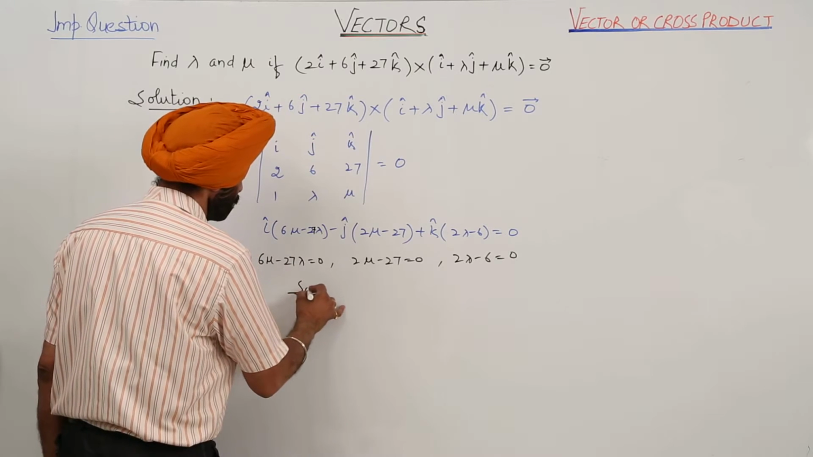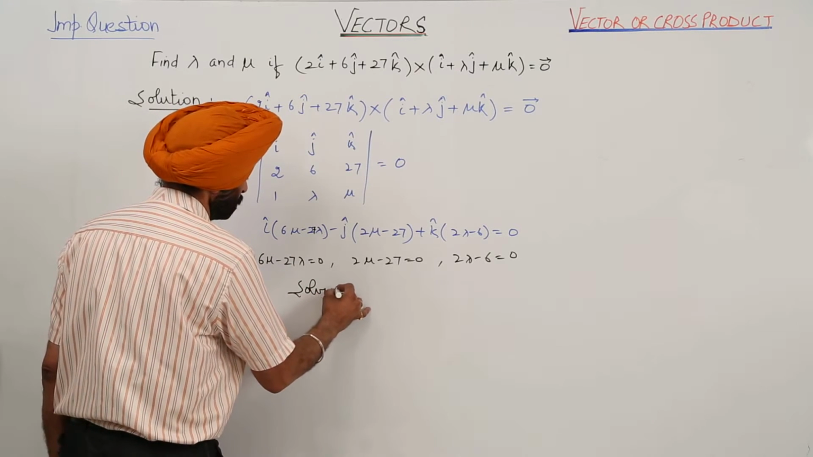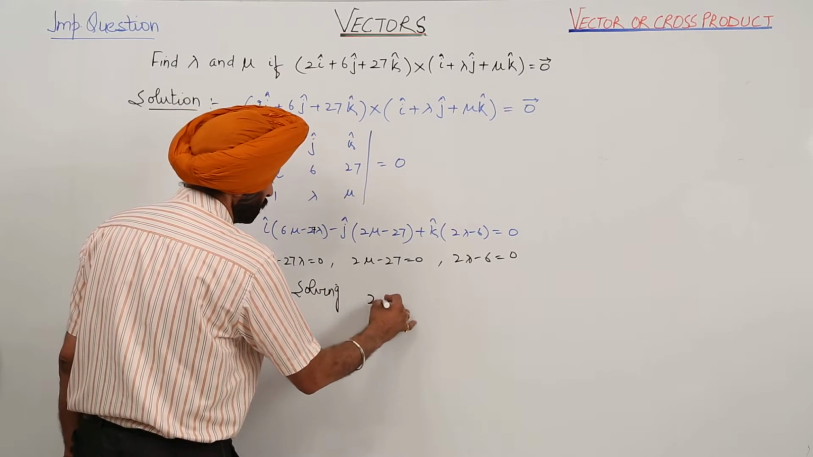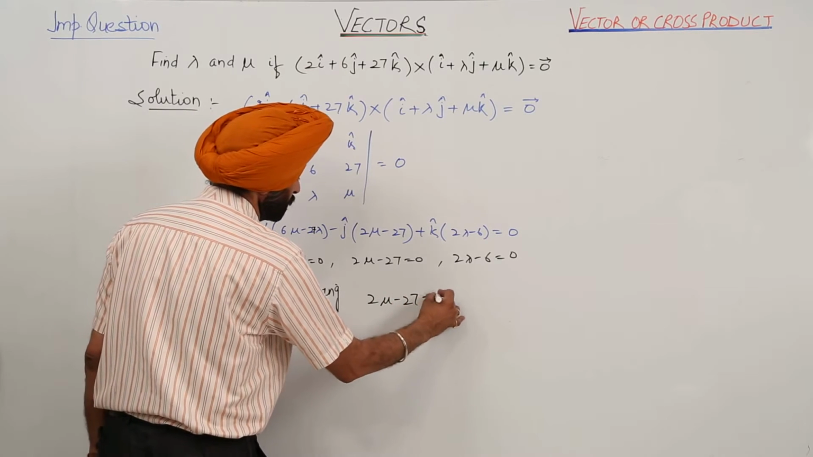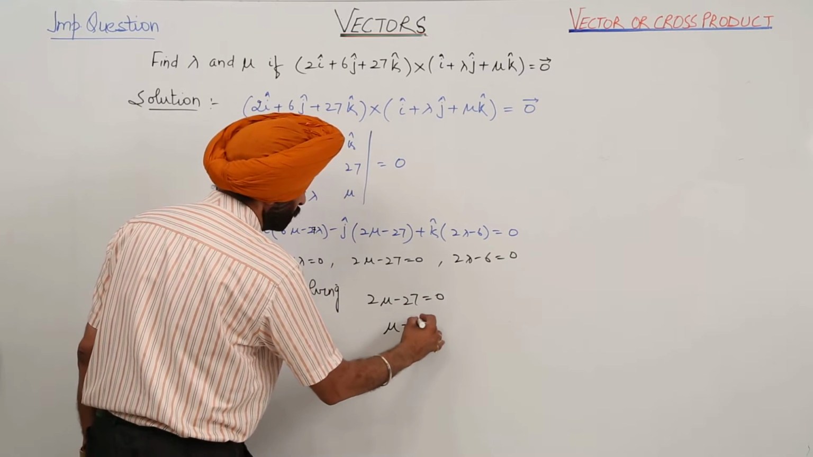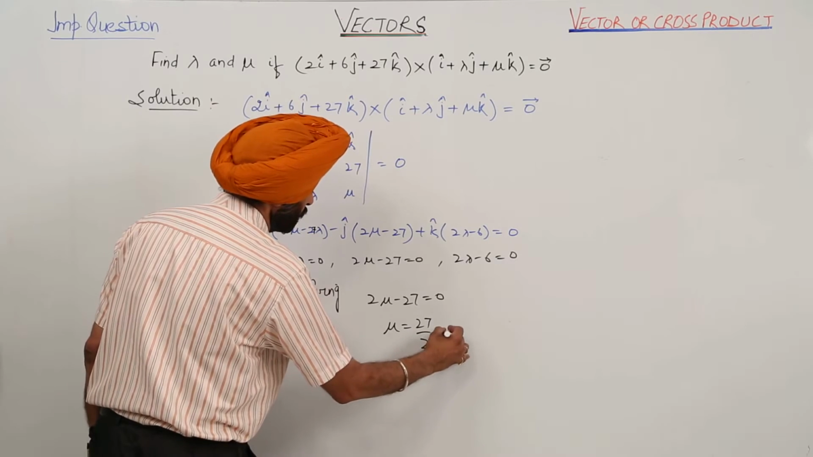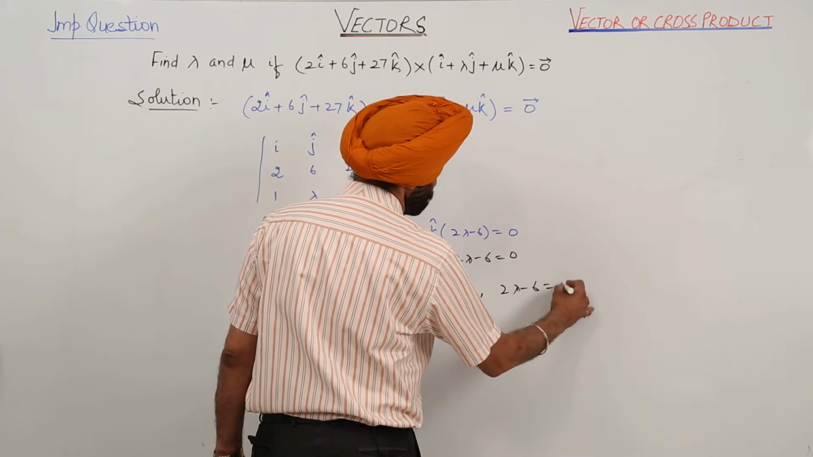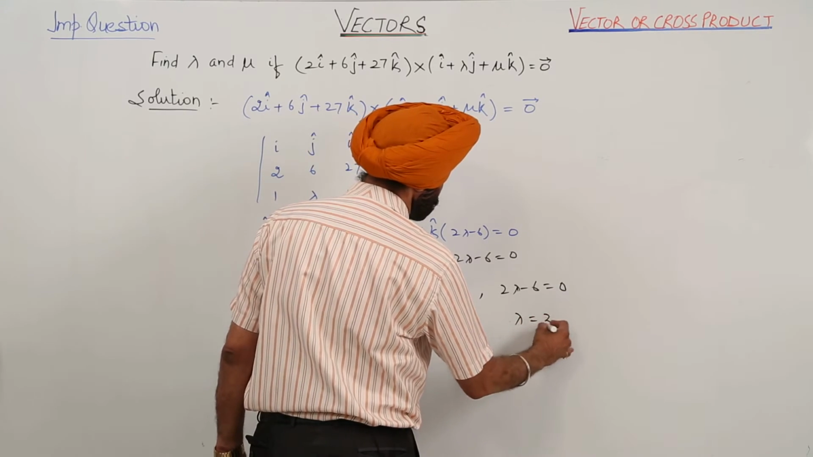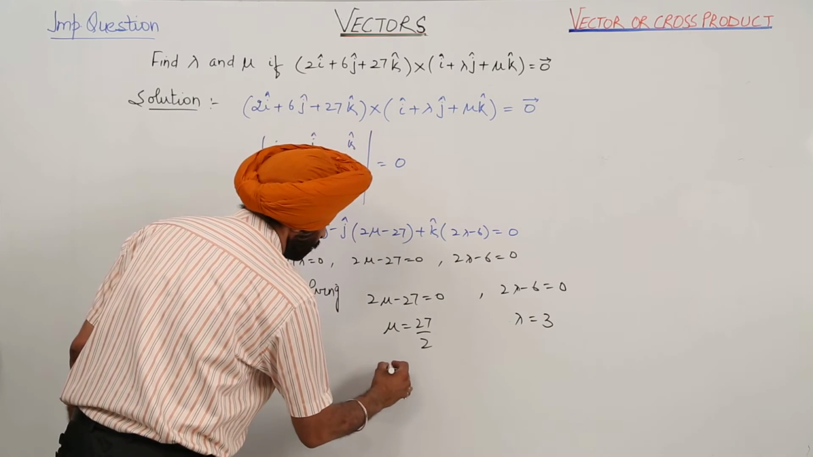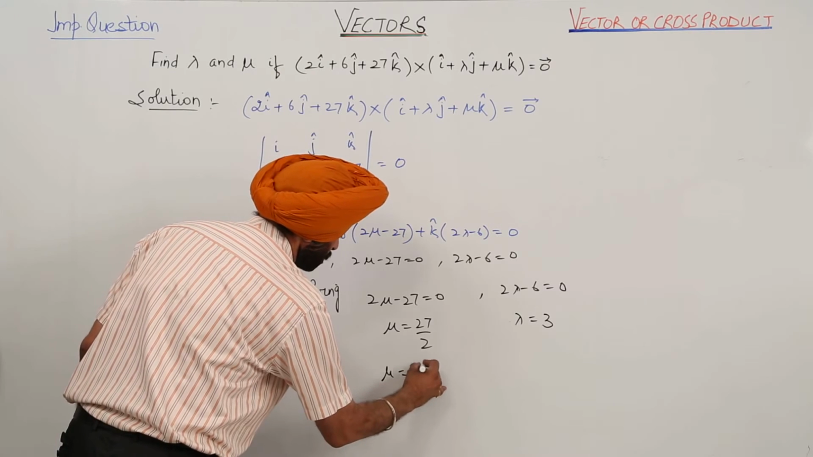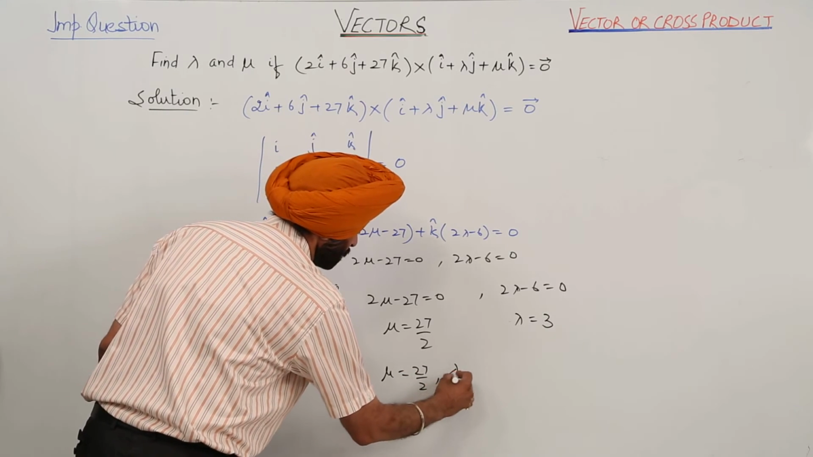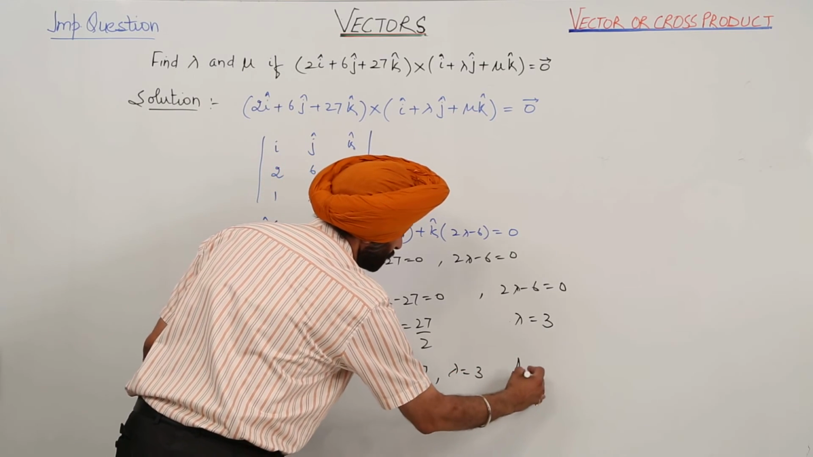Now solving, 2 mu minus 27 is equal to 0, so mu is equal to 27 by 2, and 2 lambda minus 6 is equal to 0, so lambda is equal to 3. Now mu is equal to 27 by 2, lambda is equal to 3. This is the answer.